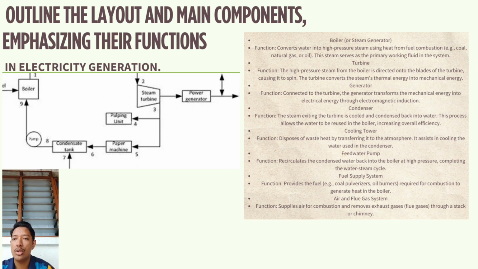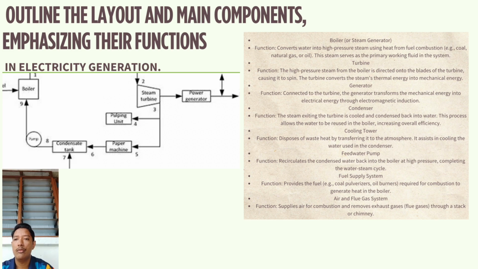Number two is the turbine. The turbine's function is that the high pressure steam from the boiler is directed into the blades of the turbine, causing it to spin. The turbine converts the steam's thermal energy into mechanical energy. Number three is the generator. The generator is connected to the turbine and transforms the mechanical energy into electrical energy through electromagnetic induction.